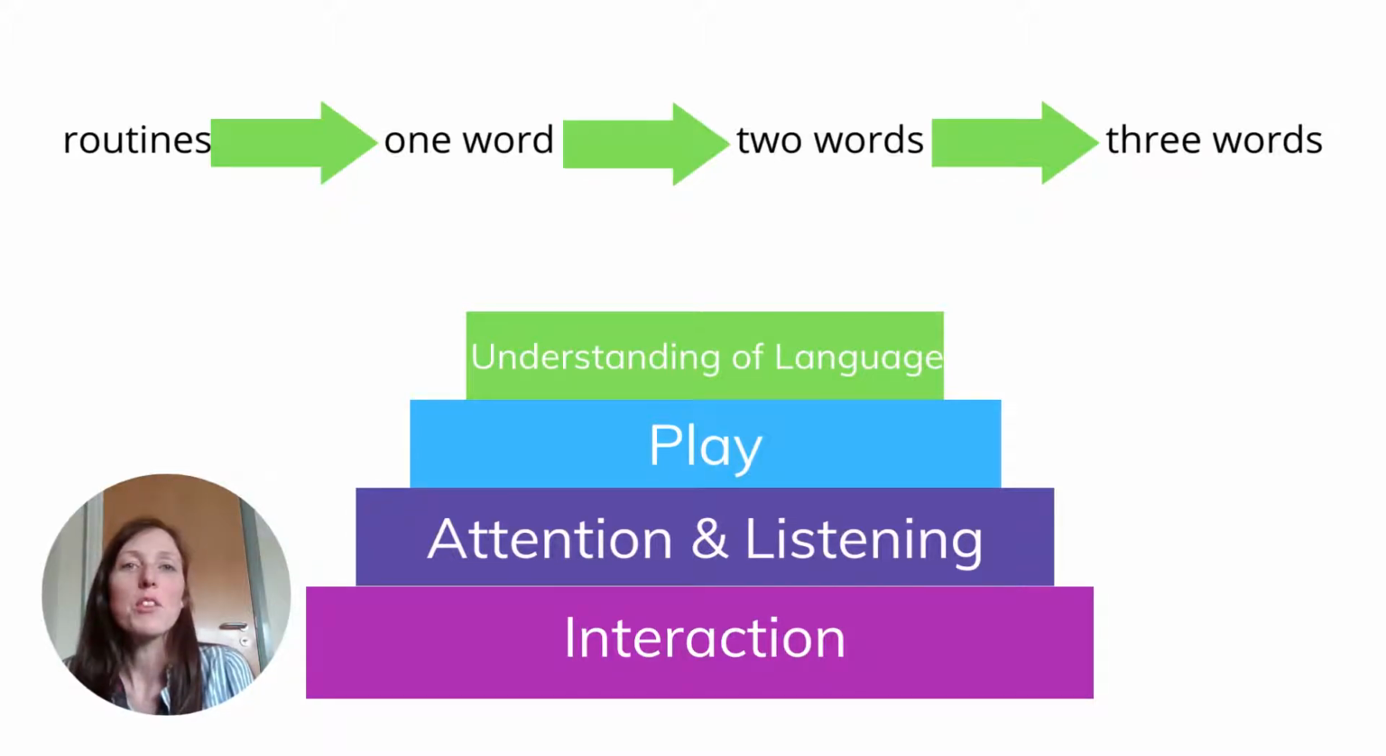As they develop, they'll start to be able to follow instructions that have two keywords in it. So it might be give mummy the ball or get your brother's shoes. So they would understand two keywords in those instructions. And then over time, they'll start to understand longer instructions and sentences with three keywords and more.